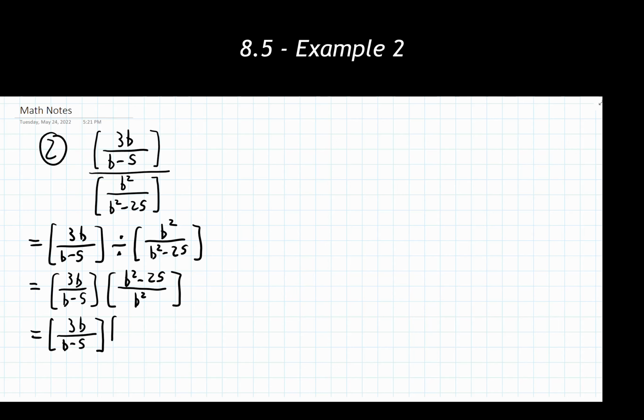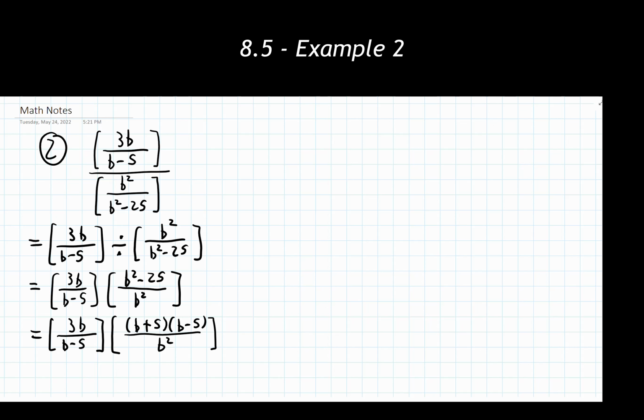That happens fairly frequently with these problems, so if you find I feel like I'm just rewriting the same thing over and over again for some of these, that's fine. That's just how the problem is. For our second fraction, the numerator is the difference of squares. It's one of our special forms, so we can factor that into b plus 5 and b minus 5.